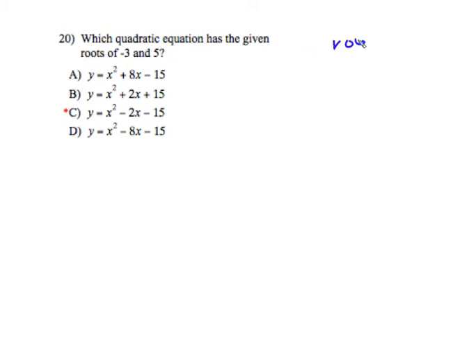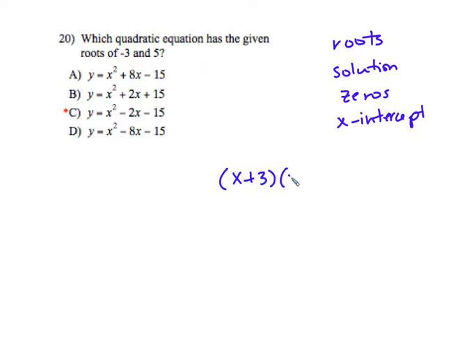Remember, roots means the same thing as solution, means the same thing as zeros, means the same thing as x-intercept. They all mean the same thing. So you're just basically saying, that's the answer, what's the question? So if the answer is negative 3 and 5, that means your factors must have been x plus 3 and x minus 5, because remember, when you set it equal to 0, you'll get negative 3 and 5.